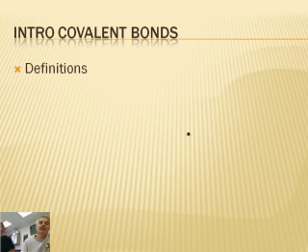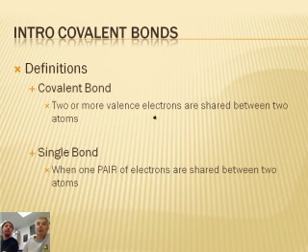All right, so we need to define a couple of terms here. The first one is a covalent bond. A covalent bond is where two or more valence electrons are shared between two atoms. So you shared with me, but it's not exactly the same thing because you actually gave it to me. With a covalent bond, it's a share thing where we both get a piece of it.